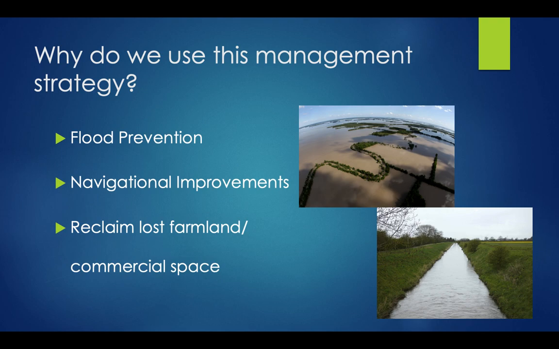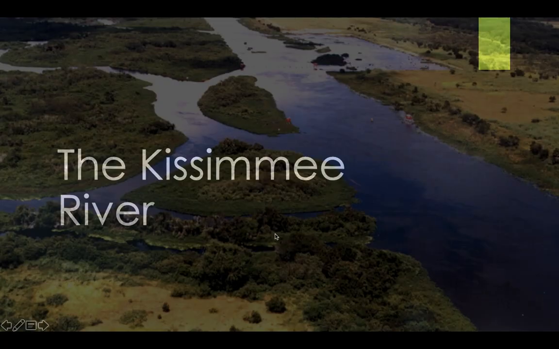Meandering rivers also take up large amounts of space. When the meander is straightened, land can be reclaimed for agricultural or commercial use. By using this management strategy, navigation is also improved as the river provides ideal conditions and vessels no longer have to maneuver around bends. The real-world example I chose was the Kissimmee River.